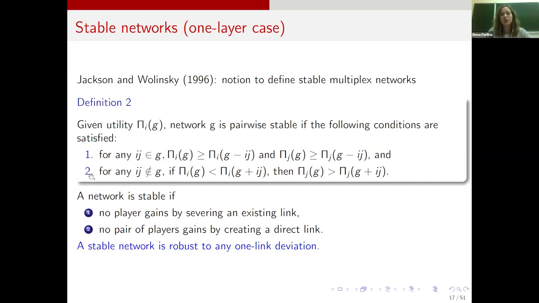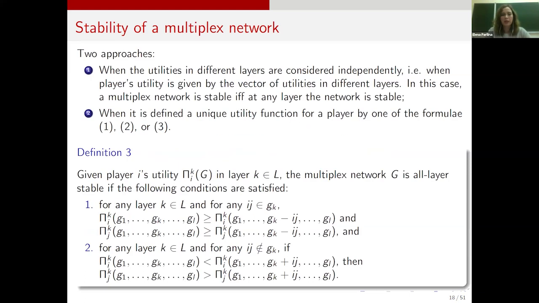And the second condition, if the link does not exist, this link cannot be added because, let's say, no pair of players can gain from creating this link. And I would like to specify that for creation of a link, both players should be involved, while for deletion of a link, only one player can delete it. And this idea of pairwise stability is close to the Nash equilibrium, but applied to networks.